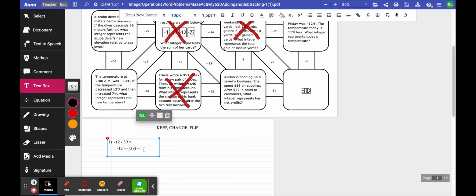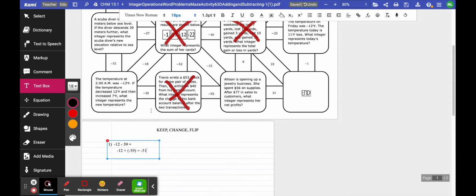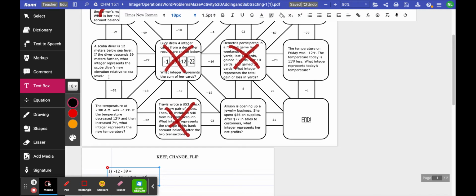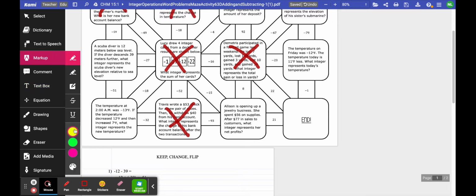I'll do this one with you. So if we're doing 39 plus 12, I know the answer is going to be negative because both numbers are negative. I'm going to say that this is 51. And if I look up here, I will see that there is negative 51 going down here. So I'm going to take my highlighter. You don't have to use a highlighter, but you can. I'll use green. I'll use a box highlighter. And I will shade in negative 51.